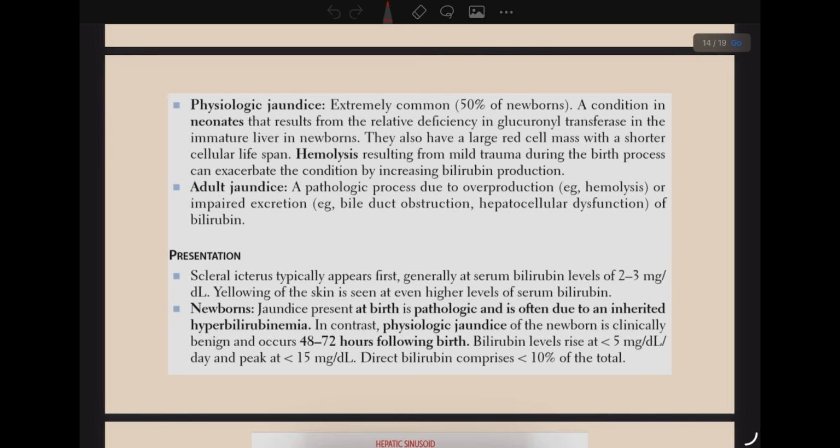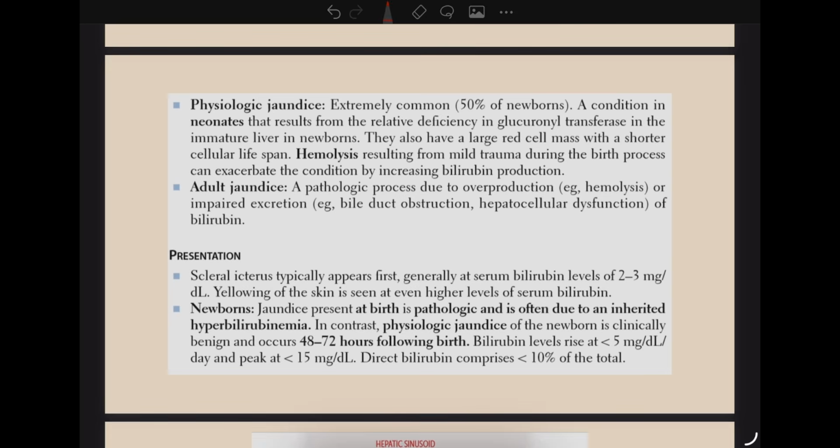Now for physiological jaundice, first of all, this is unconjugated bilirubin, okay? And it's very common, and we call it physiological, not pathological, because it's normal. 50% of newborns have this jaundice. What do we mean by that? It's not that the baby is born yellow. If it's born yellow, this is hyperbilirubinemia, and it's a problem.